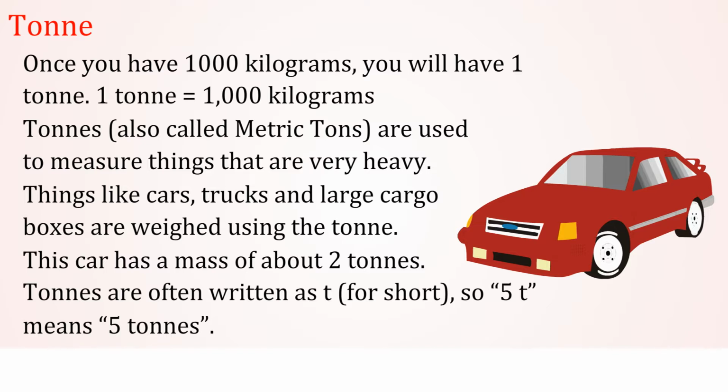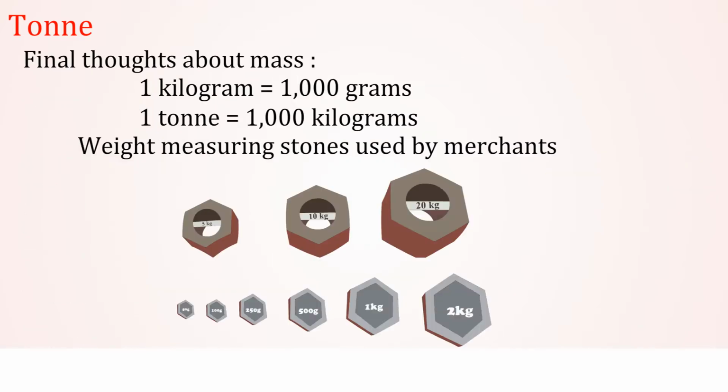Tons, also called metric tons, are used to measure things that are very heavy. Things like cars, trucks, and large cargo boxes are weighed using the ton. This car has a mass of about 2 tons. Tons are often written as T for short. So, 5T means 5 tons. Final thoughts about mass. 1 kilogram is equal to 1000 grams. 1 ton is equal to 1000 kilograms.